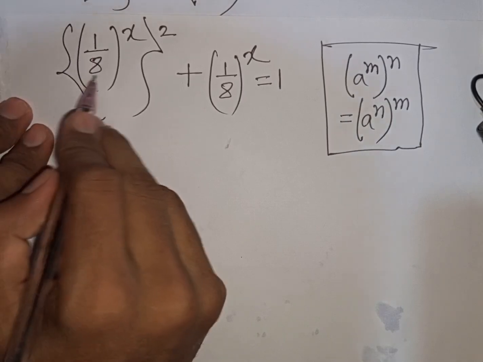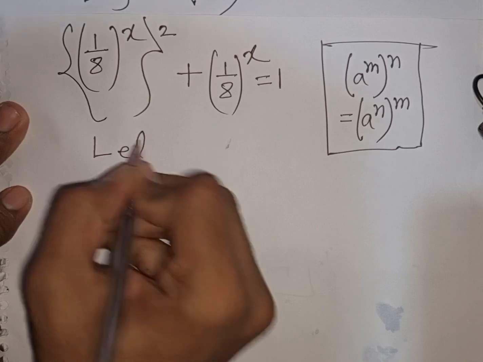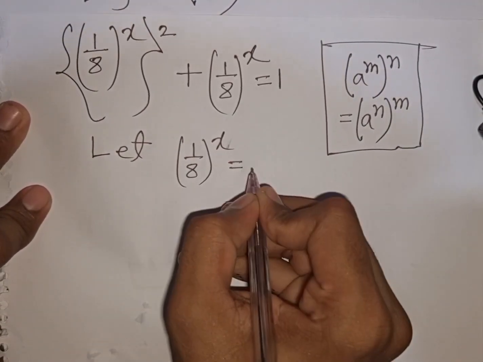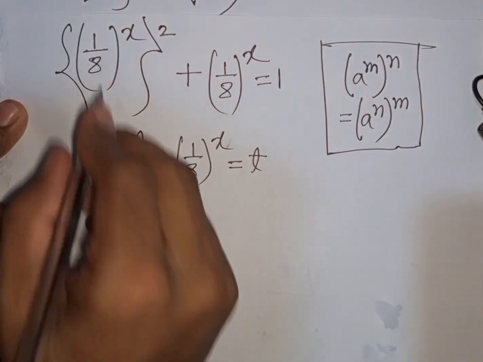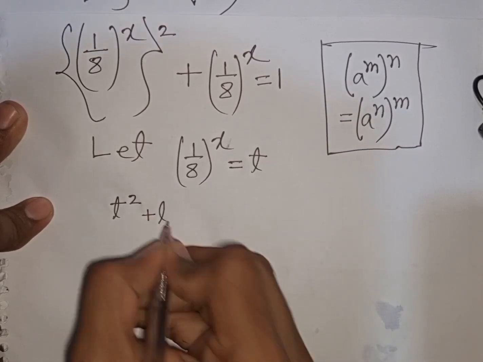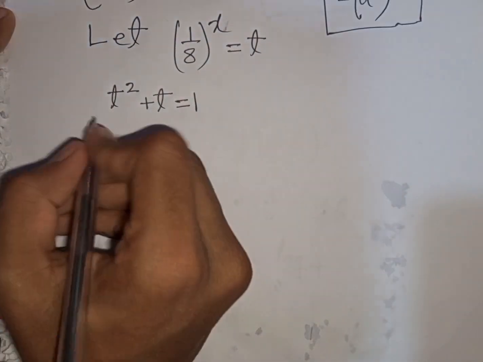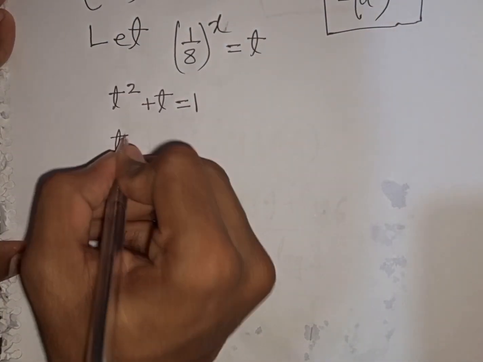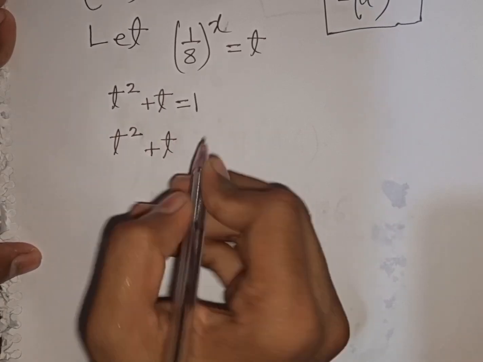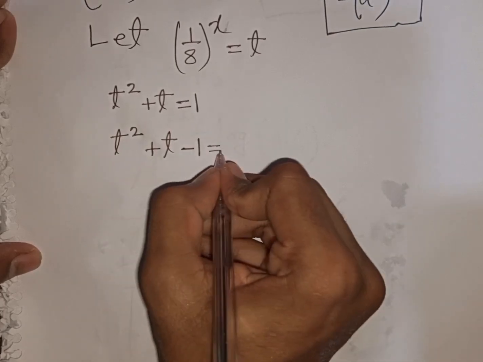Now, we see 1 by 8 bracket power x, 1 by 8 bracket power x, both terms are the same. So, let 1 by 8 bracket power x be substituted by t. So, our equation will be t square plus t is equal to 1. Now, we can write t square plus t, then this plus 1 takes to the left side. So, this will be minus 1, then is equal to 0.